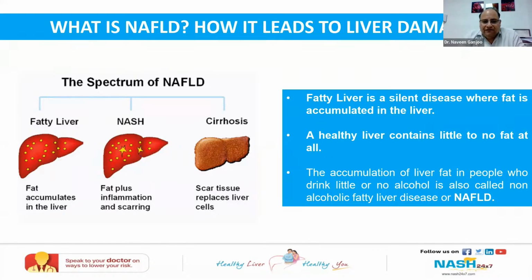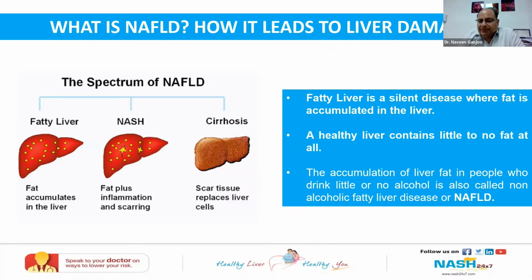And when this fibrosis increases a lot in the liver, the scar tissue replaces the liver cells and it becomes cirrhosis. The liver becomes small. So when there is fatty liver, the liver becomes big, then NASH, fibrosis, and then it becomes small. So it is an accumulation of liver fat in people who drink little or no alcohol.